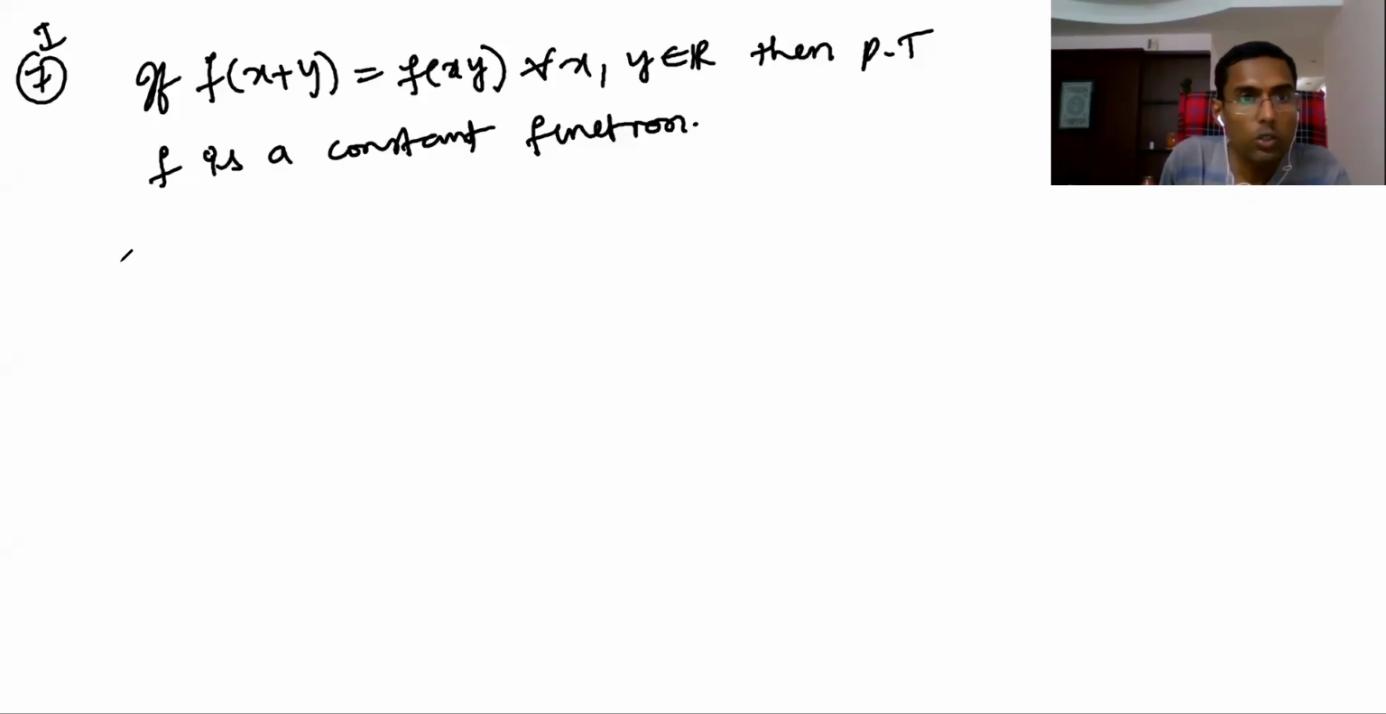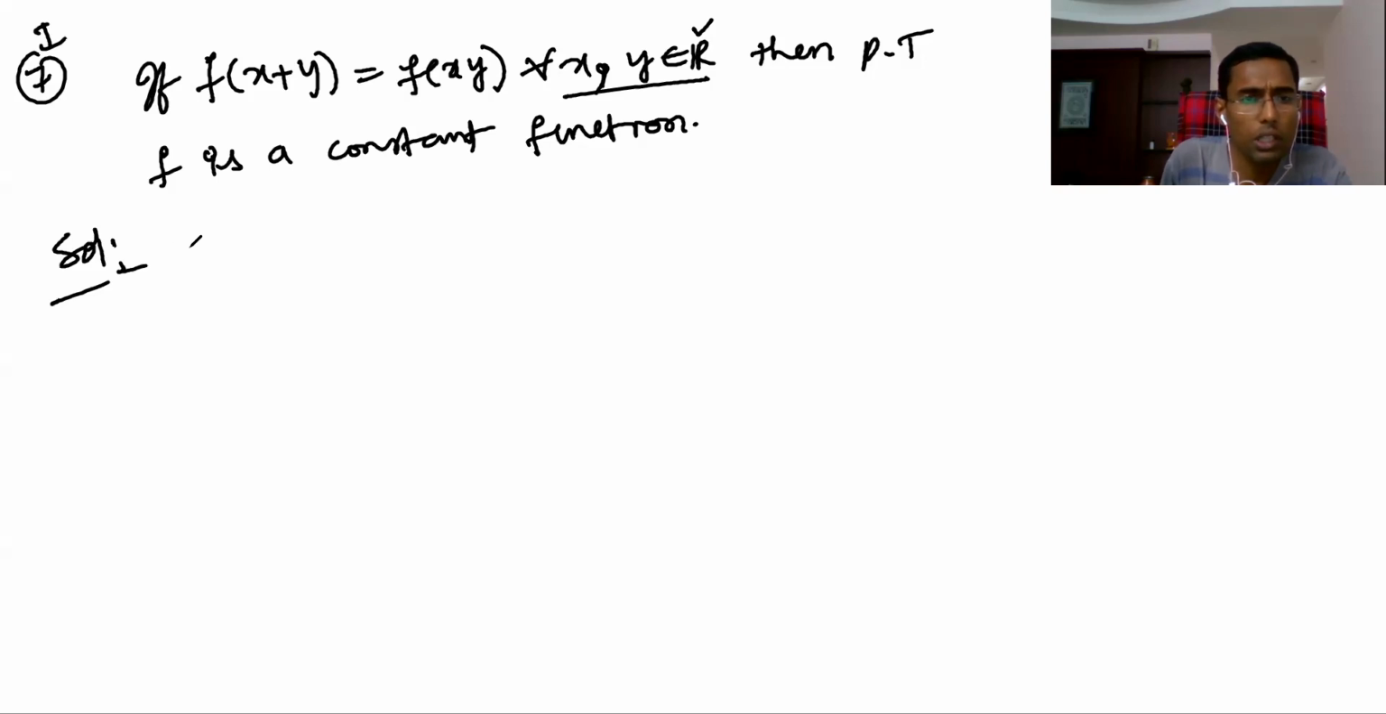So here is a question. If f of x plus y equals f of x into y for all x, y belongs to R, so x and y both are real numbers, you can take any real number, then prove that f is a constant function. So now x and y can be any real number.